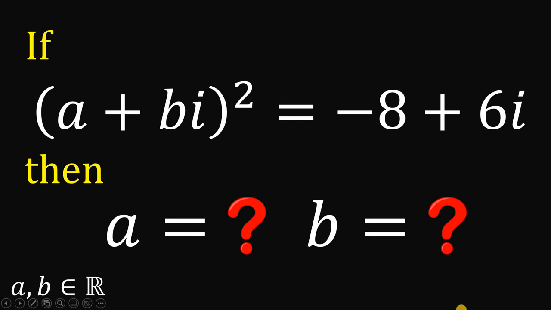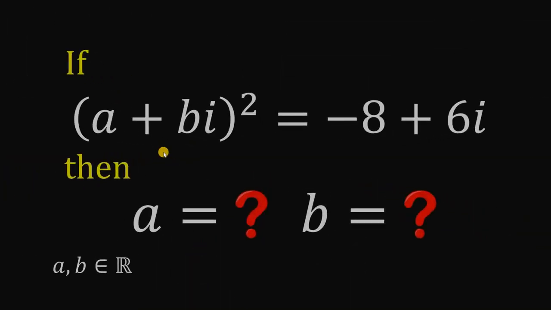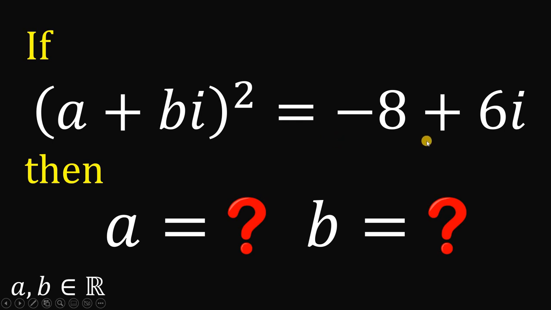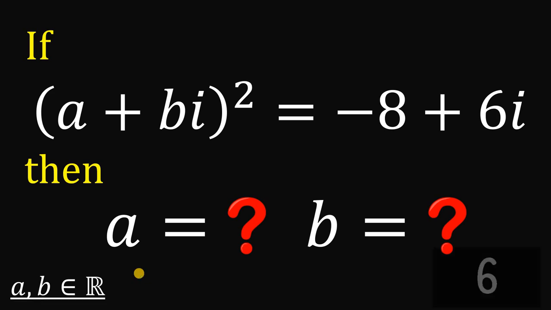Today we will answer a suggested question by one of our followers. And here's the question. If (a plus bi) squared equals negative 8 plus 6i, then our goal is to solve for the values of a and b, wherein a and b are both real numbers. Now, you can pause this video if you want to give this problem a try.